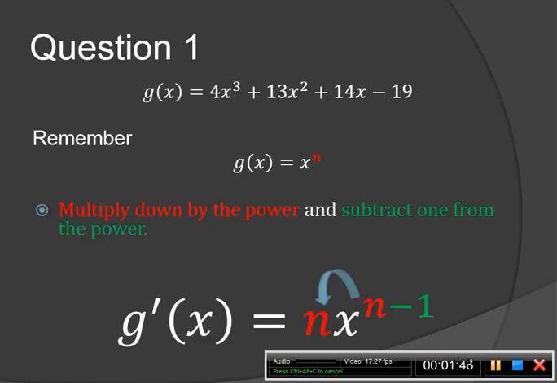Our first question: g of x is equal to 4x cubed plus 13x squared plus 14x minus 19. When differentiating a function, we must remember that if g of x is equal to x to the power of n, we multiply down by the power and subtract 1 from the power. g dash x, the first derivative, is equal to nx to the power of n minus 1.